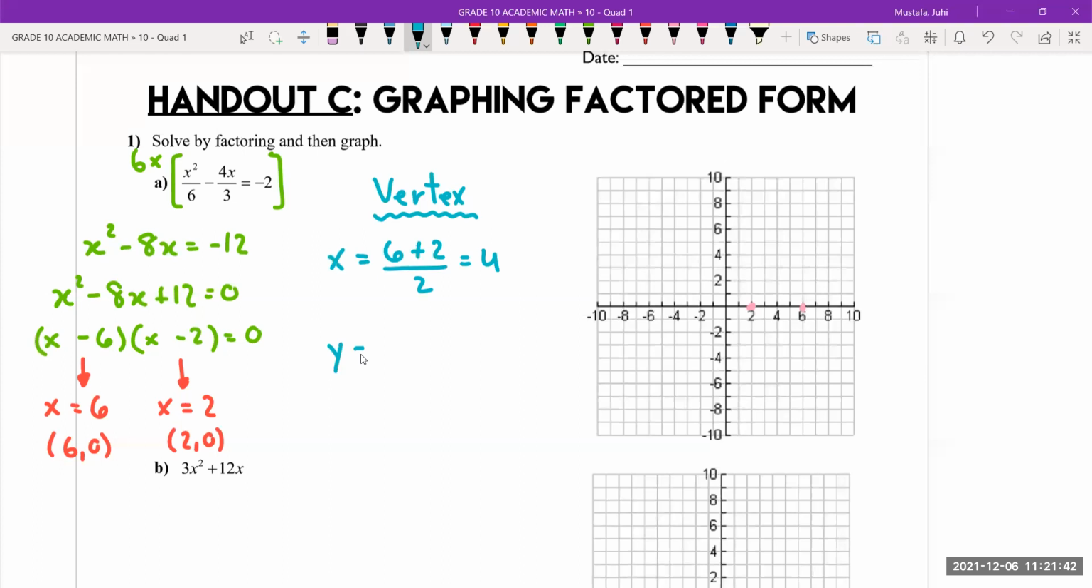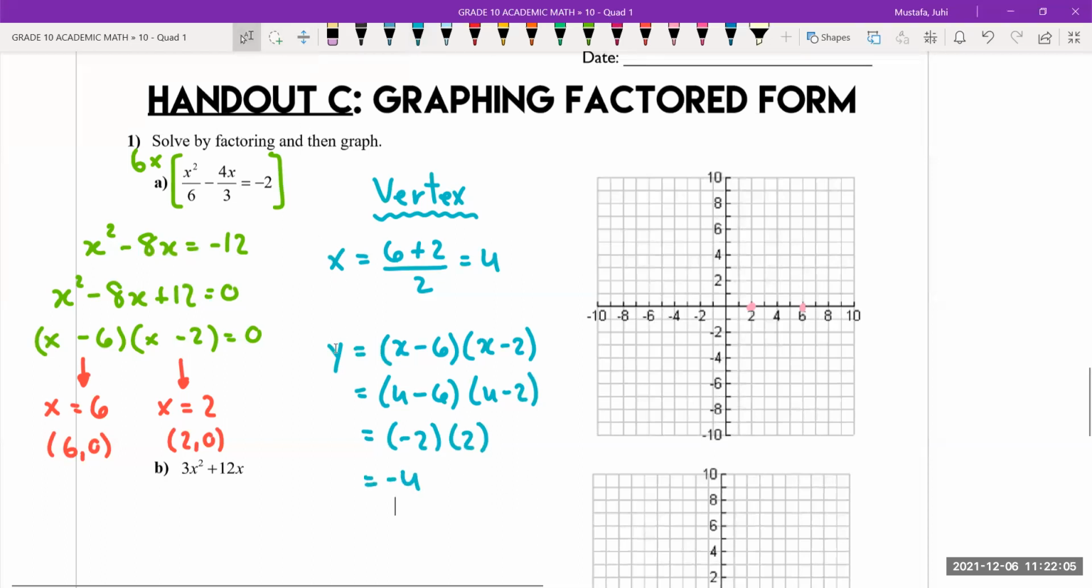And to figure out the y version of your vertex, you're going to take either one of these. Remember how we proved it doesn't matter which form you take? I'm going to take the factored form, which is x minus 6 and x minus 2. And I'm going to put this value into it. So it's going to be 4 minus 6 and 4 minus 2, which is going to be -2 times 2, which is going to be -4.